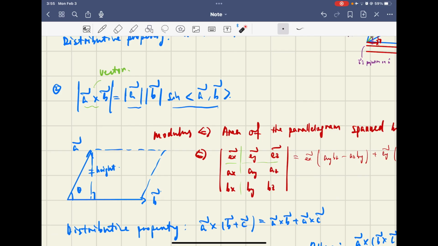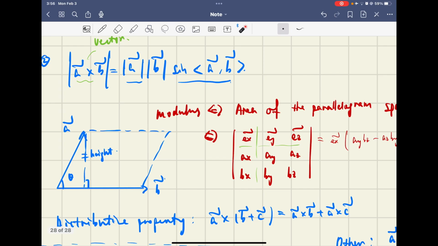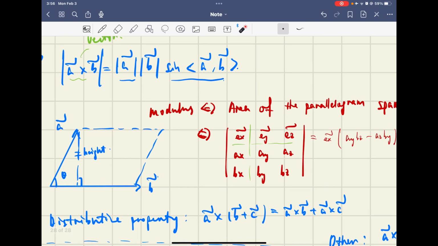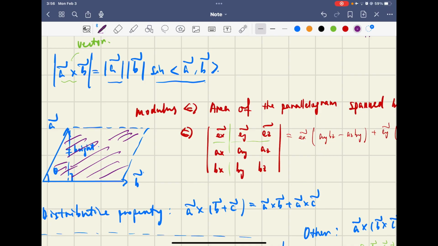Now after we figured out how to determine its direction, we need to learn how to determine its modulus, because it's a vector. Let's check the definition again: the modulus of A times the modulus of B times the sine of the angle between them. The modulus of A times the sine is equal to the height of the parallelogram spanned by these two vectors. If you multiply again by the modulus of B, which is the side length here, you automatically get the area of the parallelogram spanned by the two vectors, which is the shaded area here. You get its whole area, and that's its geometric significance.